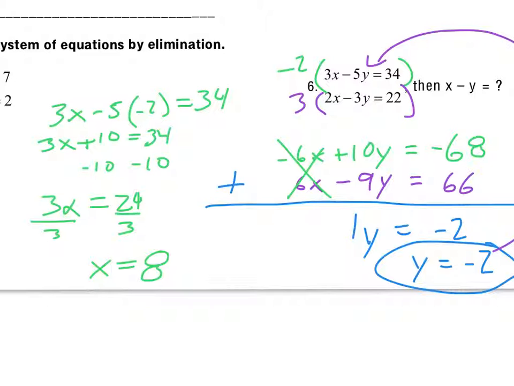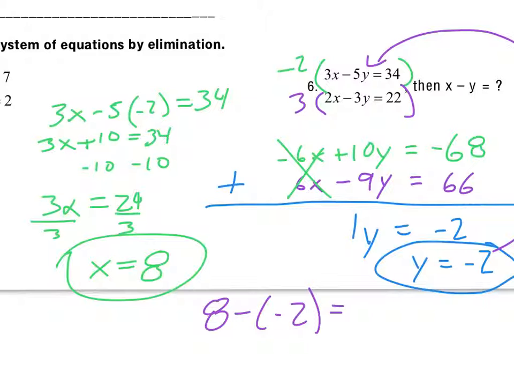So I have my x and my y, except this time the question's not asking me for an ordered pair. It's saying x minus y. So I have my x right here and I have my y. Now if I do x minus y, I have 8 minus negative 2. Well, whenever you subtract a negative, the signs change and it becomes 10. So my answer for that one is going to be 10.